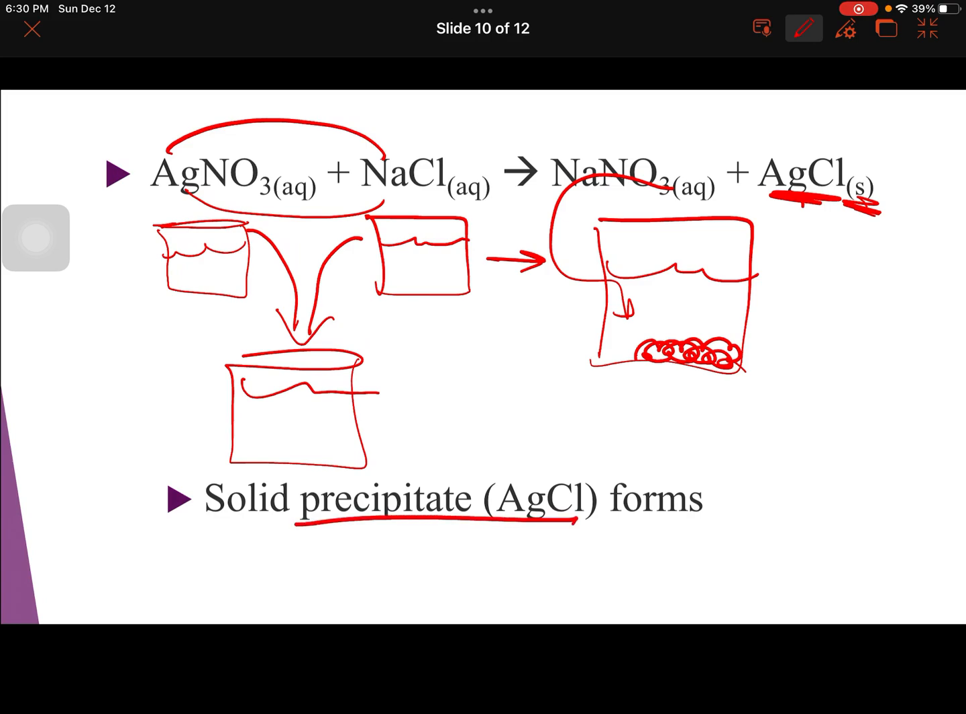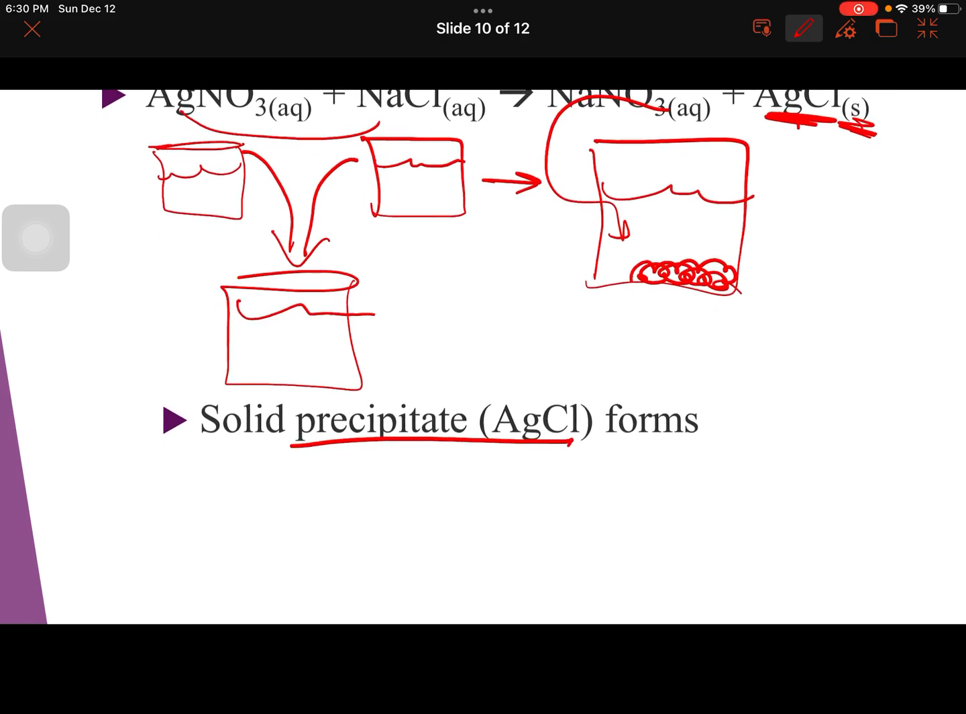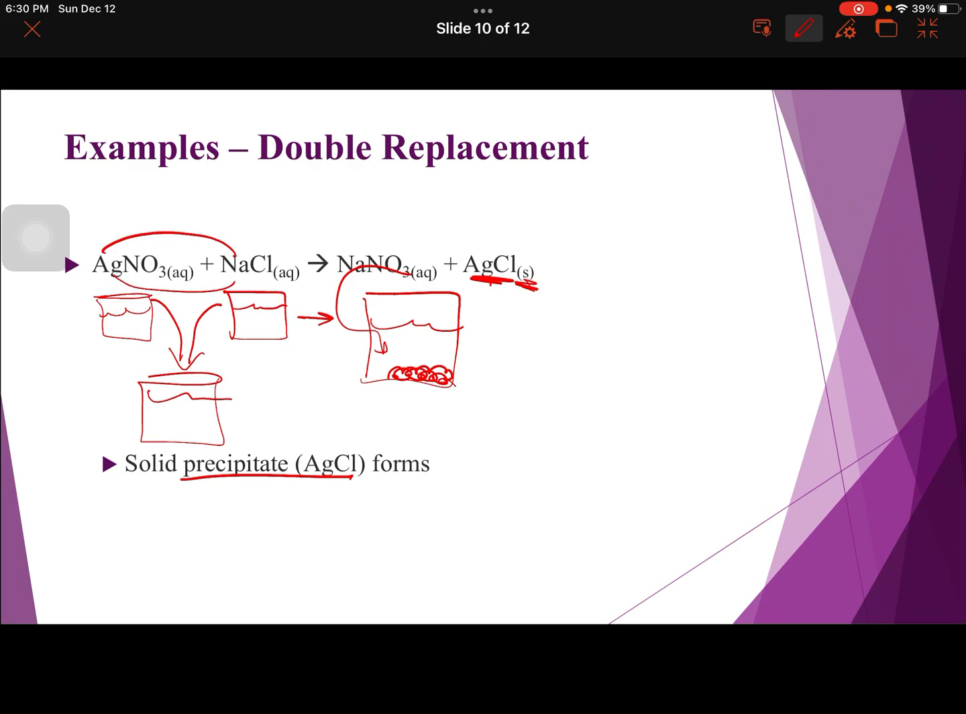So that forms what's called a precipitate. The whole container would look cloudy, and then the silver chloride would settle out to the bottom. And again, you will see this when you do a lab, and I'll show you some examples as well.